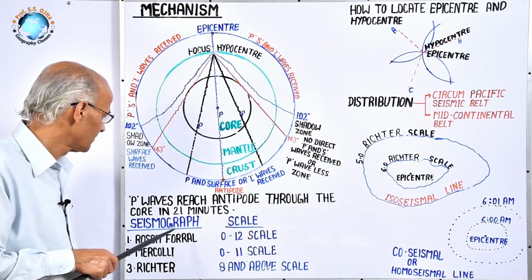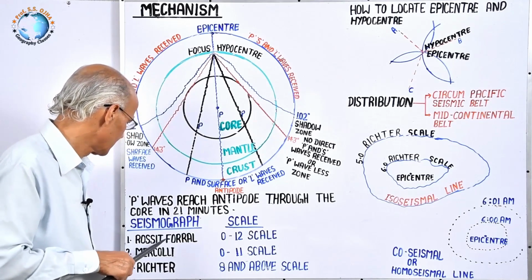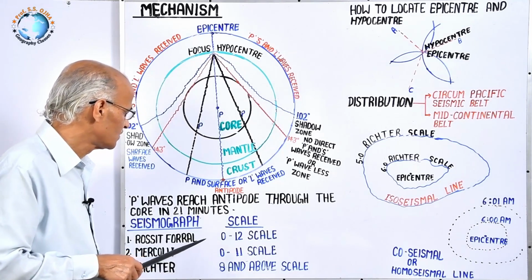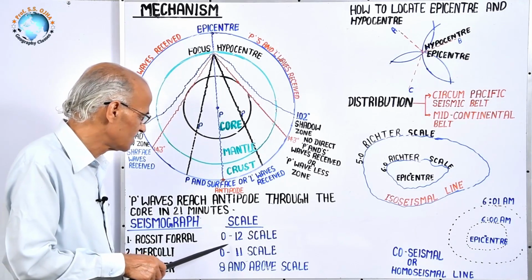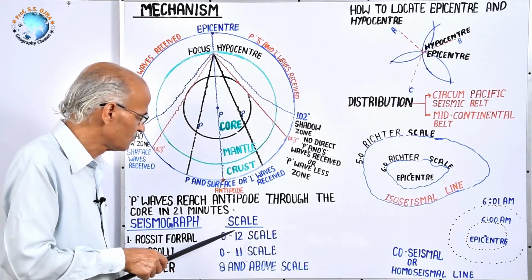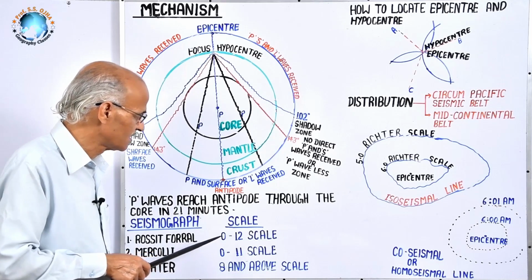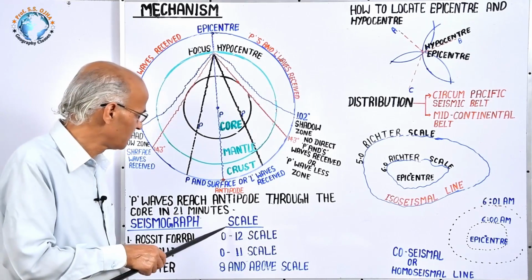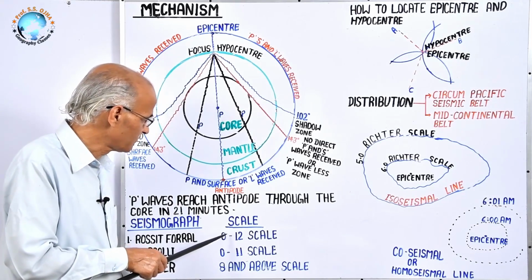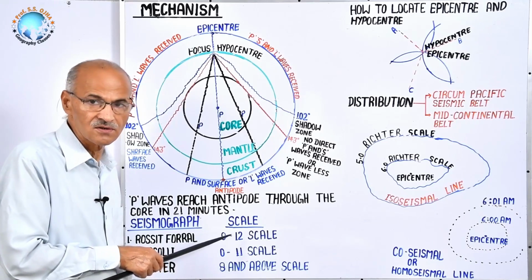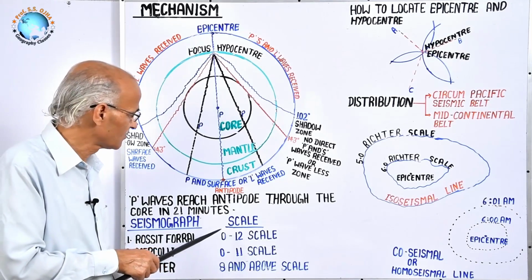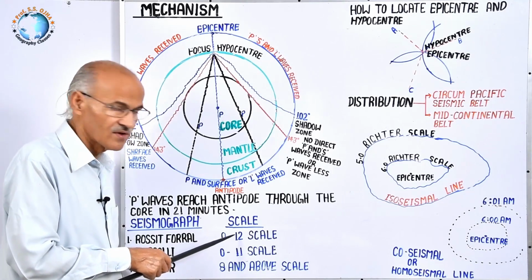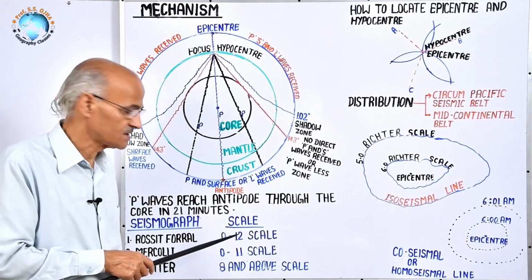Previously the seismograph was measuring on the Rossi-Forel scale, which was between 0 to 12. Actually this scale measures the amplitude or magnitude of the waves. If the amplitude or magnitude is up to 1, 2, 3, it will have less impact, while if it is about 10, 11, it will have maximum disaster.